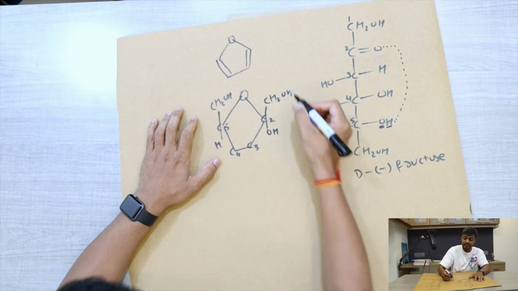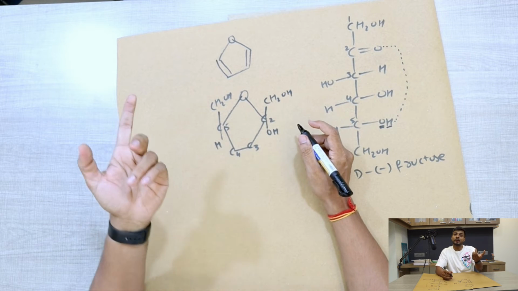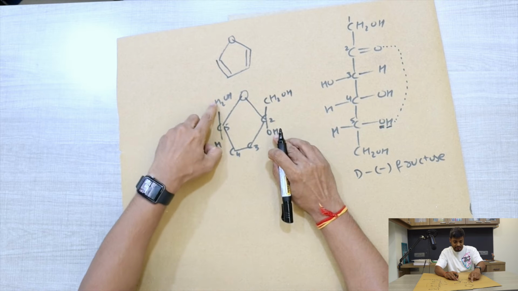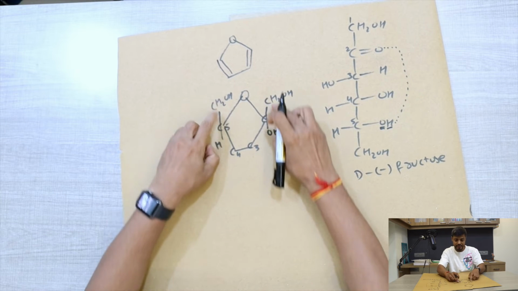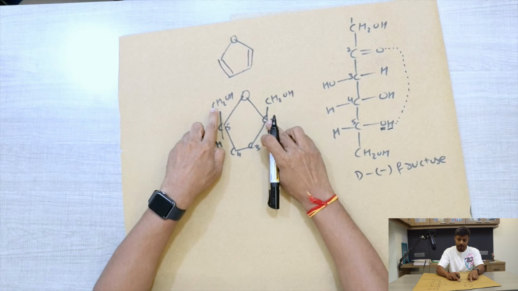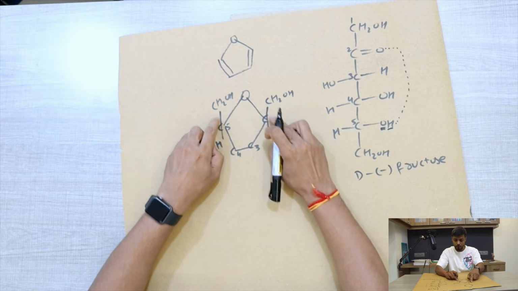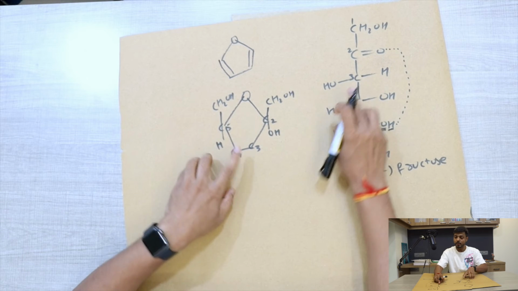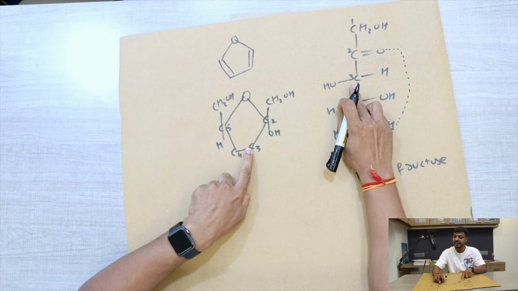So this is nothing but the alpha form. Other way to identify alpha is that this CH2OH and this OH are on opposite sides, we call it alpha form. At carbon number 5 we have CH2OH and carbon number 2 we have OH. So when they're on opposite sides, that is alpha form. For carbon number 3 it is very easy.